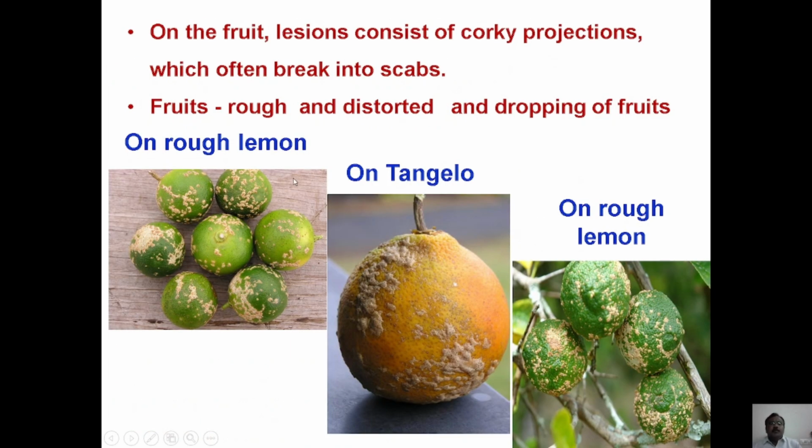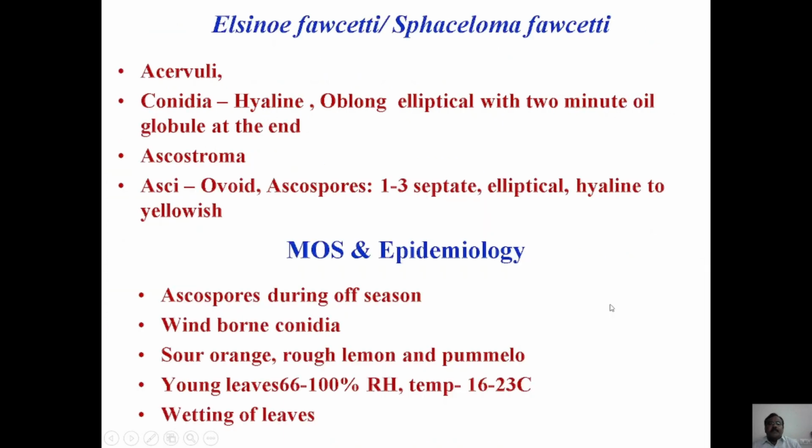Upon the fruits, it produces lesions consisting of corky projections, which often break into scabs. These fruits become rough and completely distorted, and affected fruits may fall off. And this is the scabby growth on rough lemon and tangelo, etc. And Elsinoe fawcettii or Sphaceloma fawcettii is known to produce acervuli, and the acervuli in turn contain conidia, conidiophores, and setae.